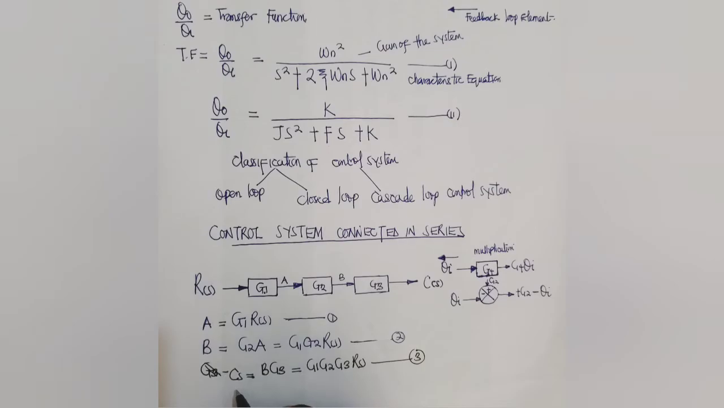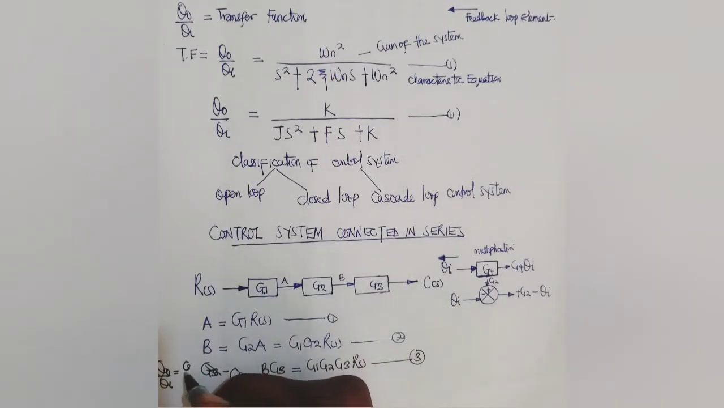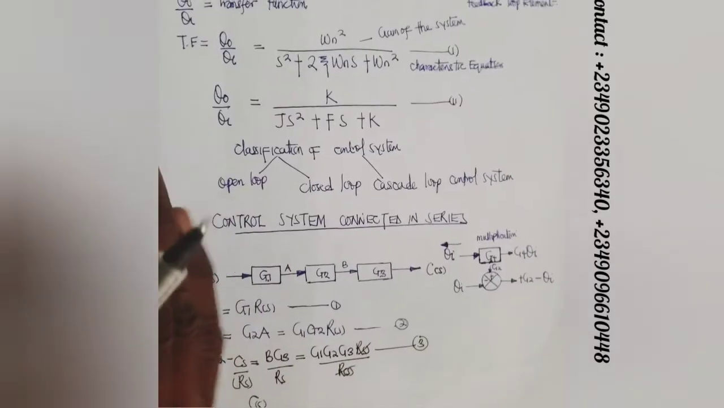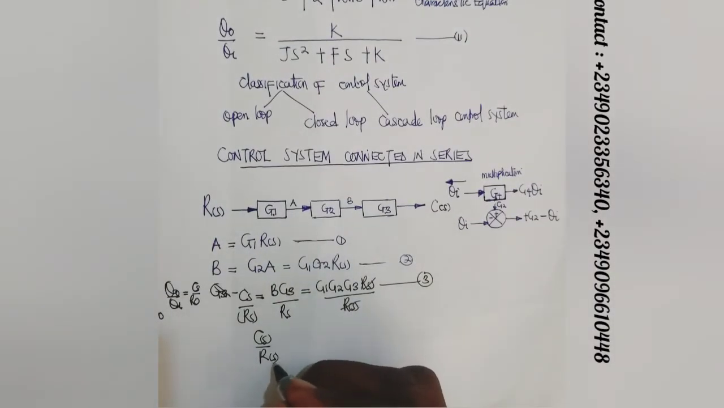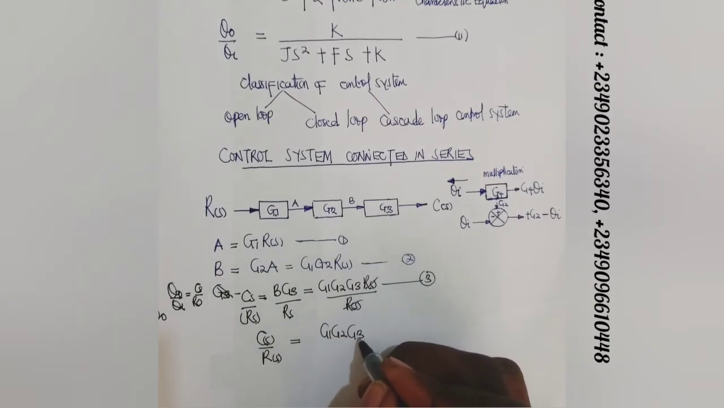Now, since we have this, look at the final one. I want to find the transfer function, which is output signal over input signal. My output signal here is denoted as C(s), and my input signal here is denoted as R(s). So this is what I want. You divide both sides by R(s). So this takes care of this, and I'm going to have C(s) over R(s) equal to G1 G2 G3.